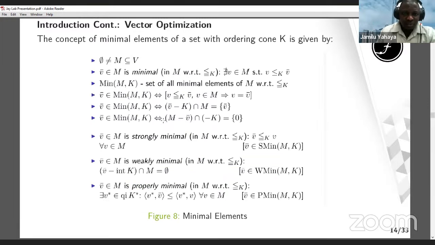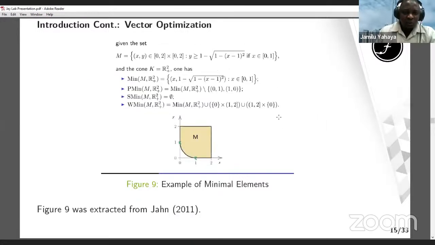Now if you want to find strongly minimal, from the definition, V bar is the least element if V bar is less than or equal to every V in M with respect to the partial order K. So which element in this particular set is the least of all elements? It is 0. 0 is the least element in this set. But is 0 in M? 0 is not in M, and therefore the strongly minimal set is actually empty.